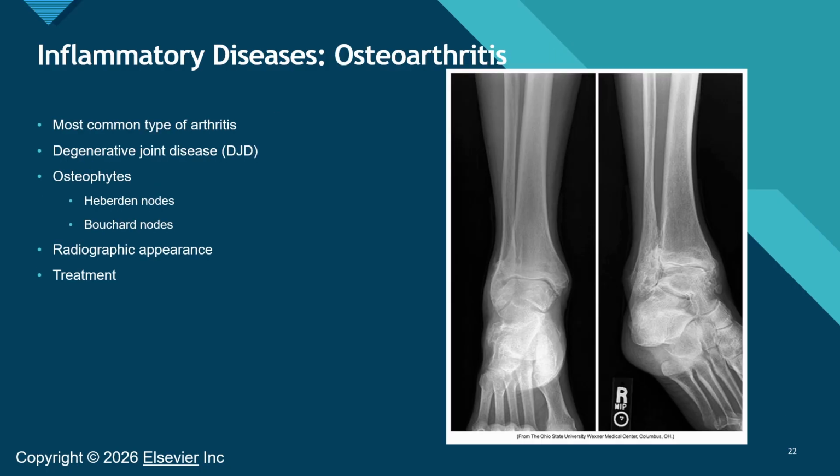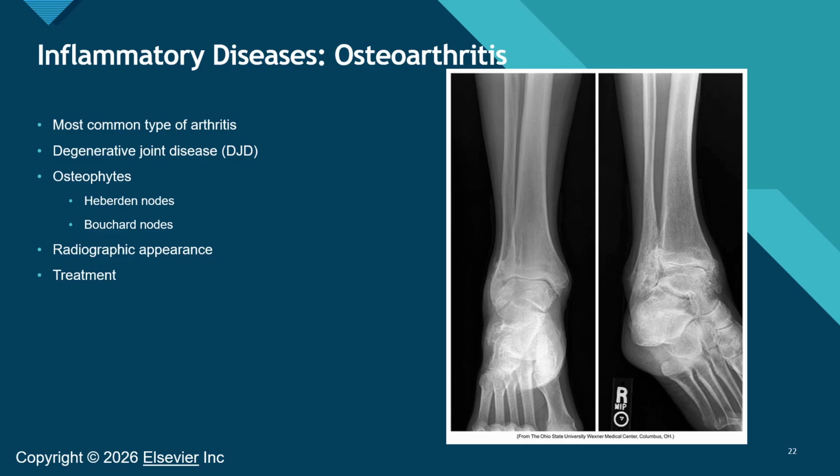Osteoarthritis is a disease of the cartilage and is the most common type of arthritis. It is also known as degenerative joint disease, or DJD. It affects men and women equally, but symptoms don't appear until people are in their 50s. Osteophytes are bone spurs that appear on radiographs and are indicative of osteoarthritis and help distinguish it from other types of arthritis. In addition to the bone spurs, the joints are also going to appear narrow on the radiographs.